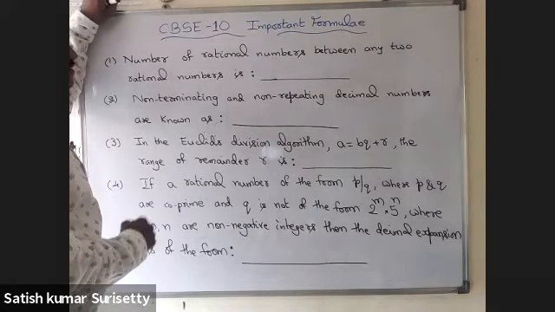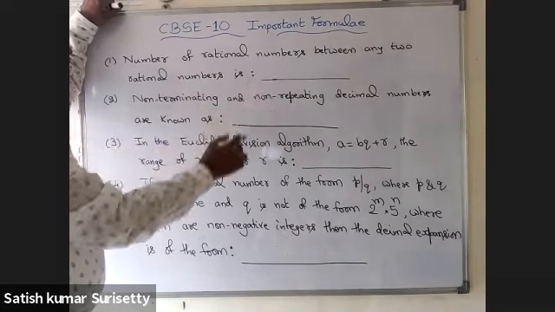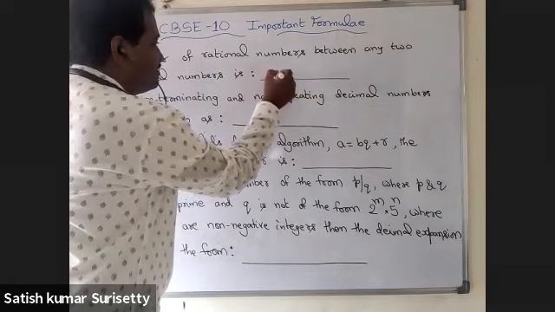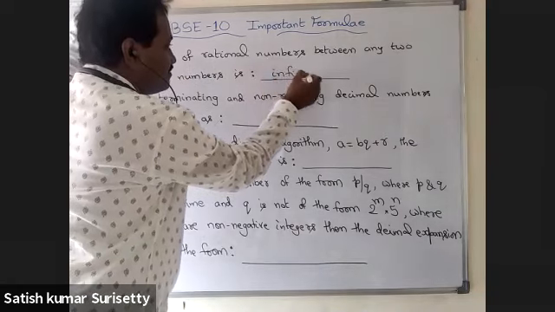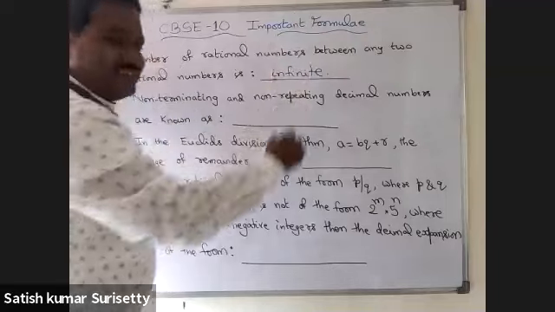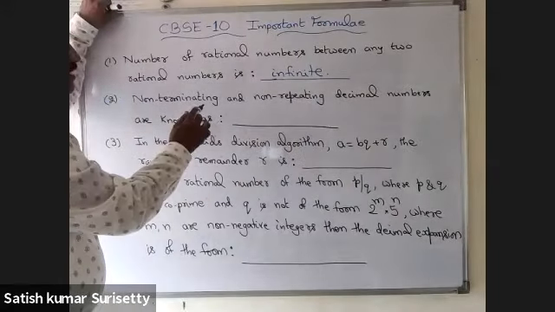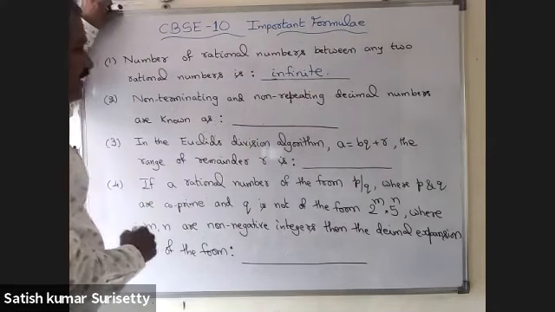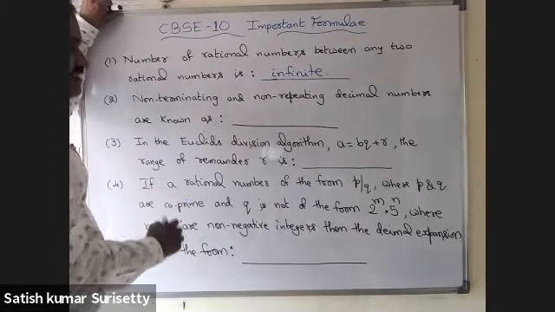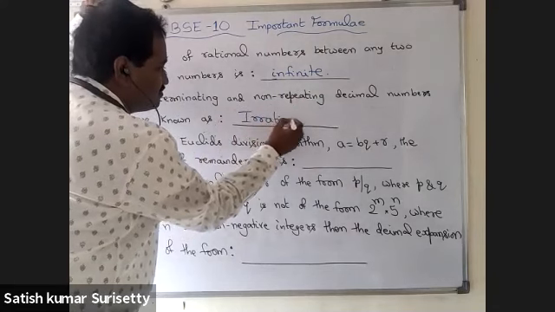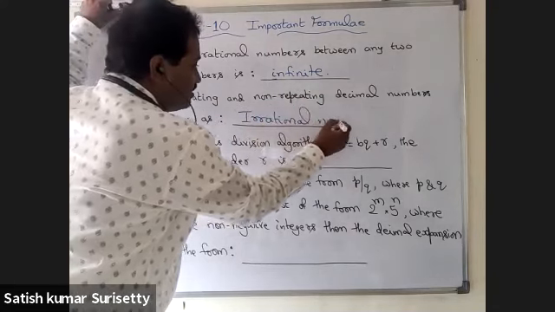Check your answers now. Number of rational numbers between any two rational numbers is infinite. I hope all of you have done correctly. Non-terminating and non-repeating decimals are known as irrational numbers.